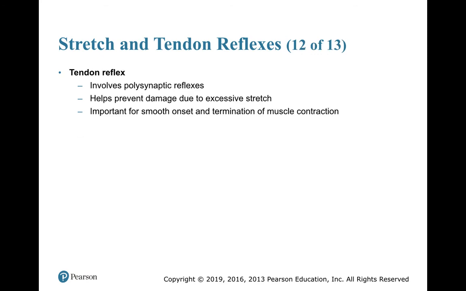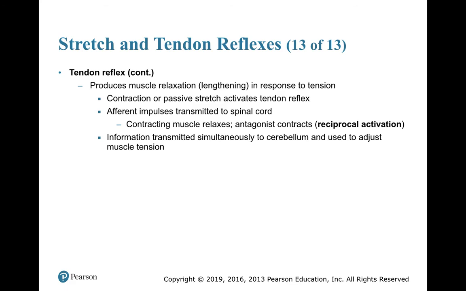A tendon reflex involves polysynaptic reflexes and helps prevent damage due to excessive stretch. It's important for the smooth onset and termination of muscle contractions. It produces muscle relaxation, which is a lengthening in response to tension. Contraction or passive stretch activates the tendon reflex. The afferent impulses are transmitted to the spinal cord. The contracting muscle will relax.